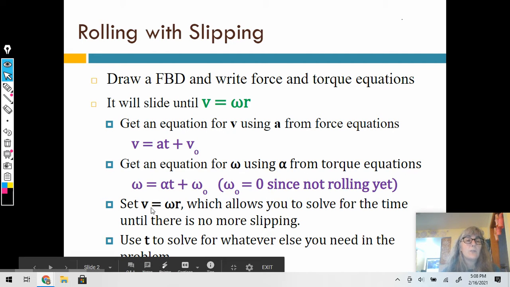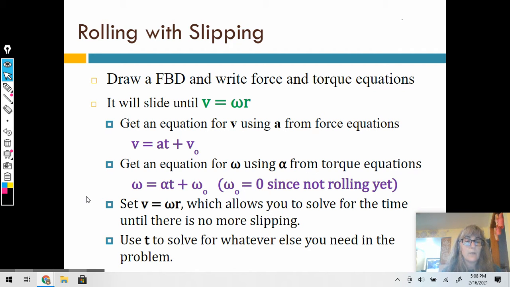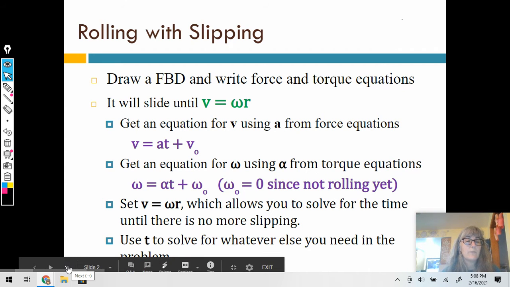And then you set those two things equal to each other. What that does is it allows you to get an equation that has only one variable in it, t. So you can solve for the time it takes in order for it to stop sliding and start rolling. Once you have that time, you can solve for all sorts of other stuff. You can solve for the distance it travels before it starts rolling. You can solve for the speed it gets to before it starts rolling. But that time is the key part. You need to solve for time first. So I'm going to go through an example of this so that you can see what I'm talking about.